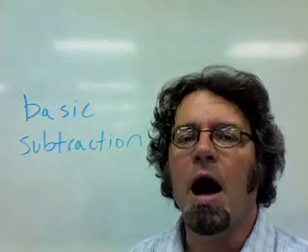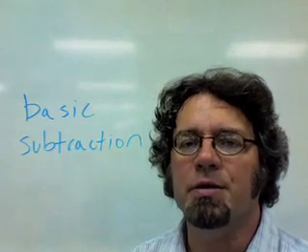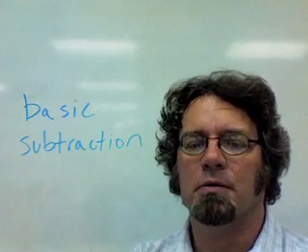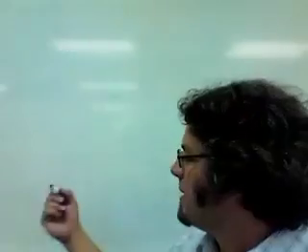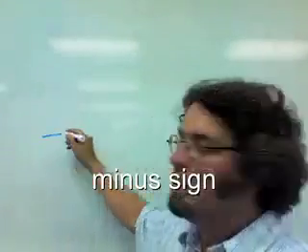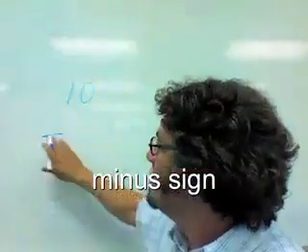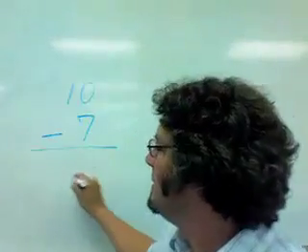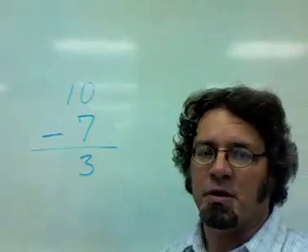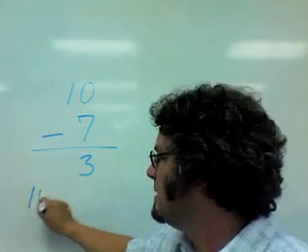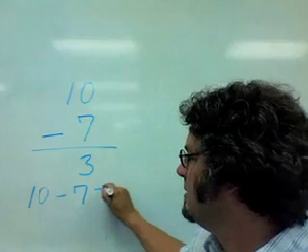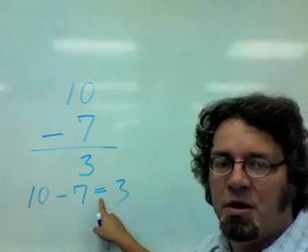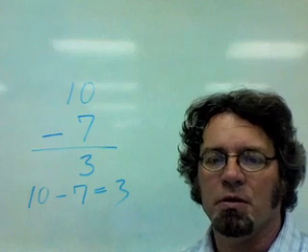In this video, I'll teach you English that's related to basic subtraction. A minus sign looks like this. 10 minus 7 equals 3, or 10 minus 7 is 3. You can say is 3 or equals 3.